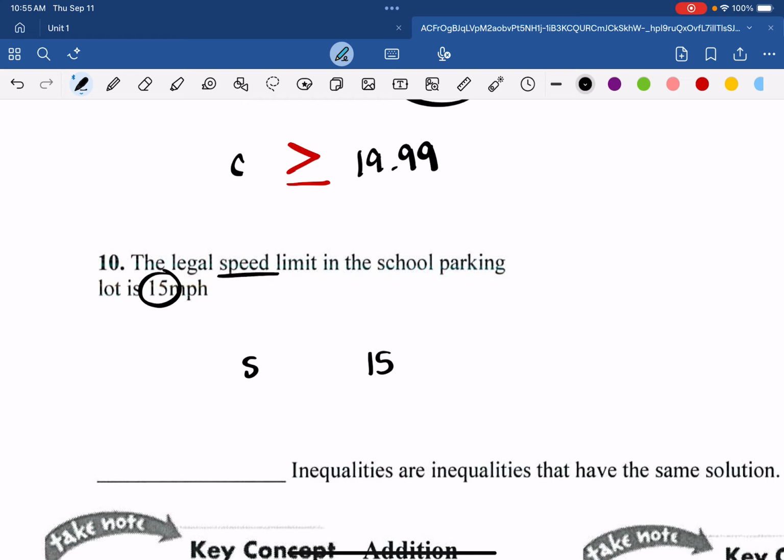Okay, now if it's a speed limit, ask yourself, can I go slower than that speed? Yeah, I could. I could go 10 miles per hour and not get a ticket. Could I go 20? Nope, you would be speeding. So my speed needs to be less than that 15 speed limit. Could I go exactly 15? Absolutely. So it has an or equals to.